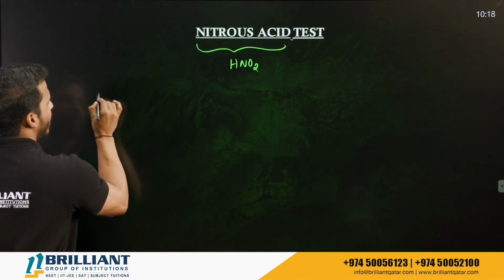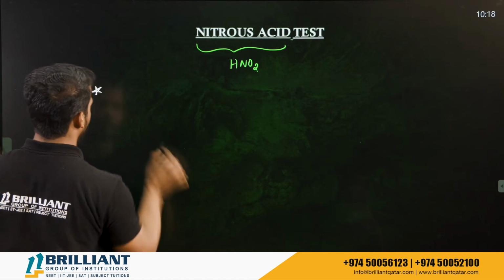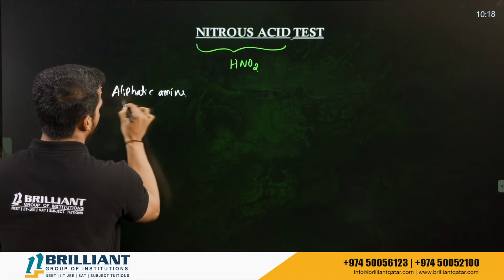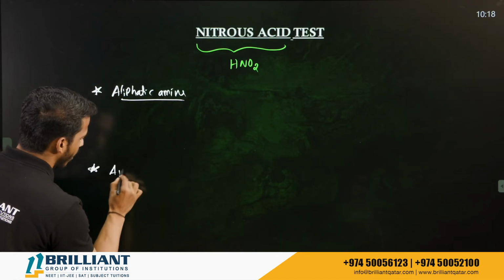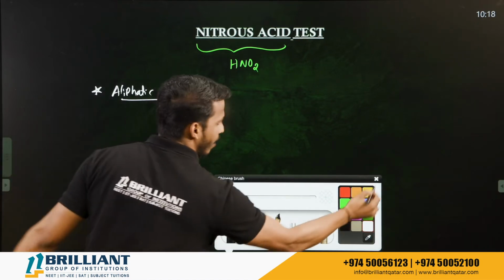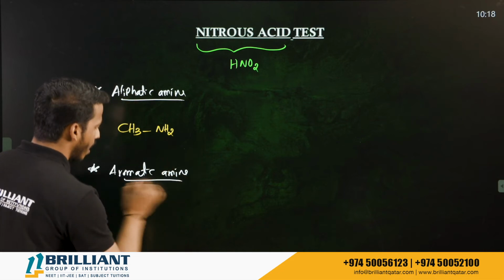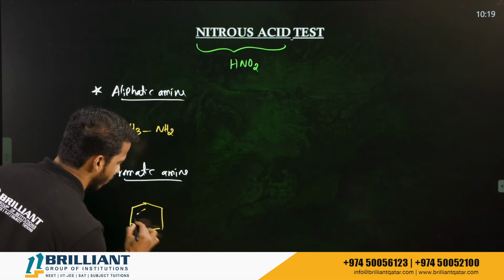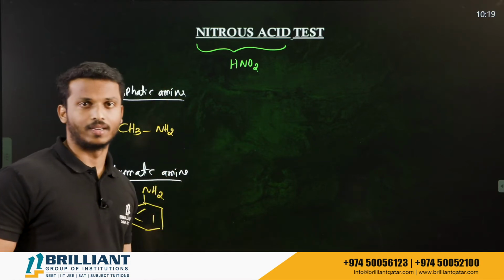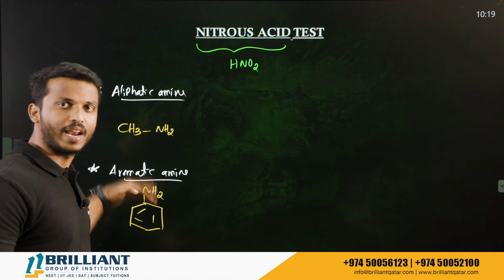Let me take the first reaction with an aliphatic amine. Second, I am taking an aromatic amine. In the aliphatic amine, for example, let me consider CH3NH2, methylamine. For the aromatic amine, let me take aniline. Remember, all of you, the nitrous acid test, or HNO2 test, we use to distinguish an aliphatic amine from an aromatic amine.